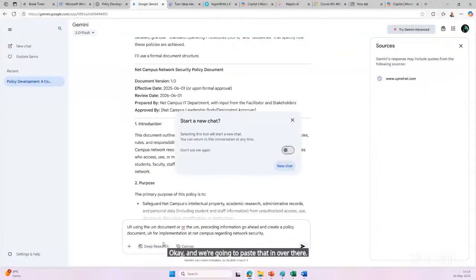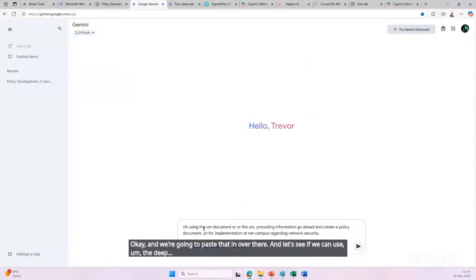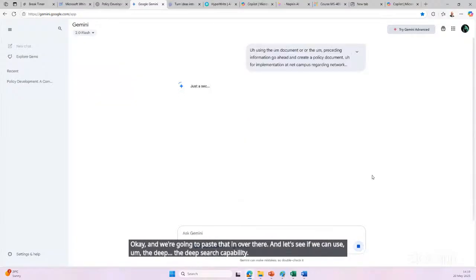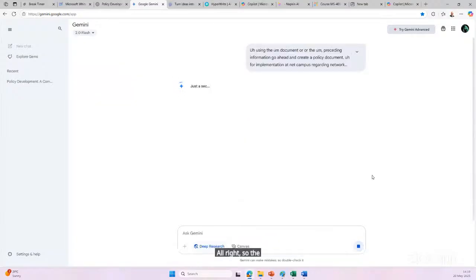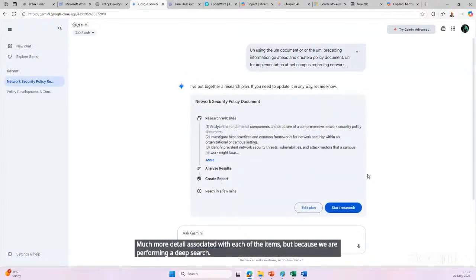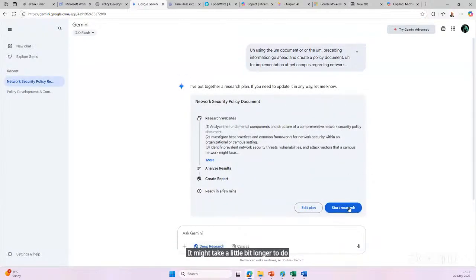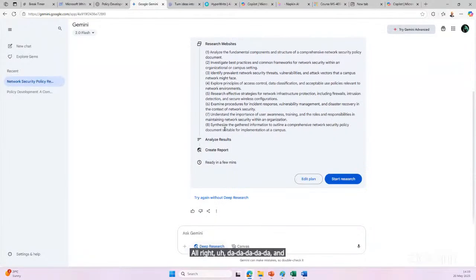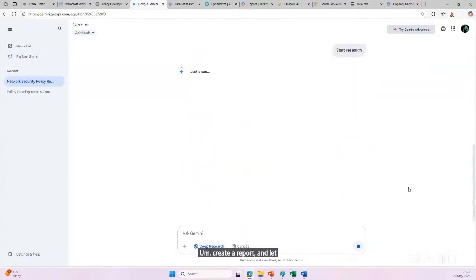And let's see if we can use the deep search capability. All right, so the deep search capability should theoretically give me much more detail associated with each of the items, but because we are performing a deep search, it may take a little bit longer to do the analysis for me. All right, and there's the rest of it, nicely broken down. Create a report, and let's go and search.